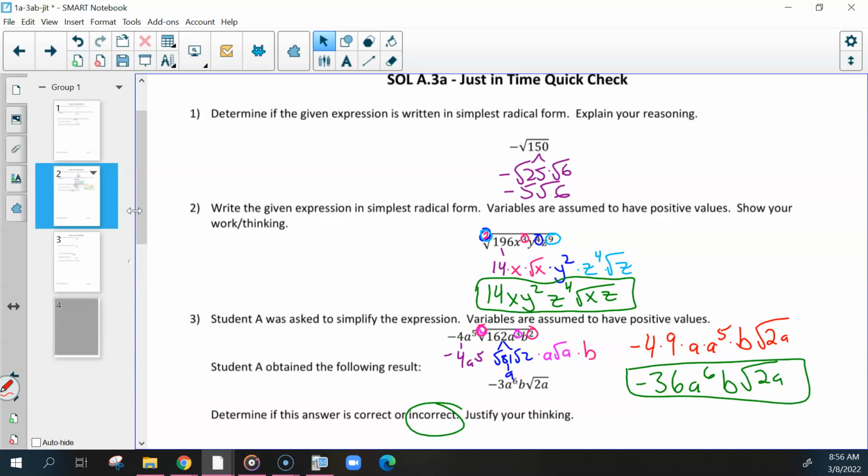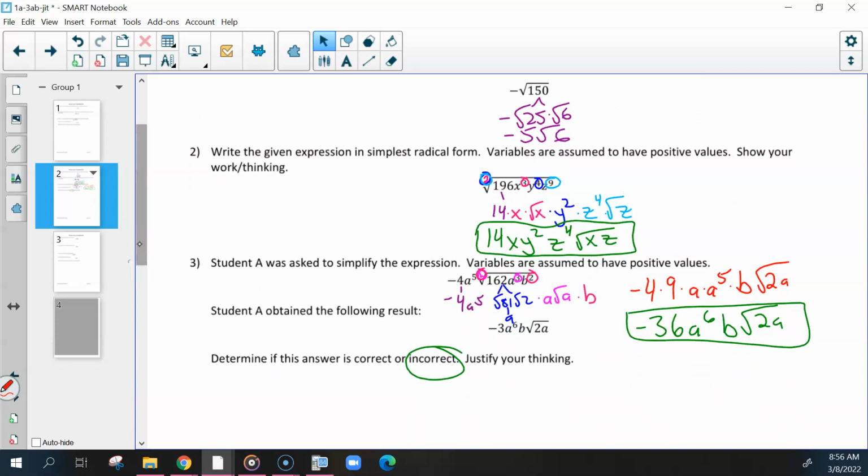For number 2, same thing. 196 is a perfect square. If you didn't see that, and let's say you took 49 and 4, both are perfect squares, and you would get 7 and 2. You would need to multiply 7 and 2 together to get 14. Either way, you would still get 14.